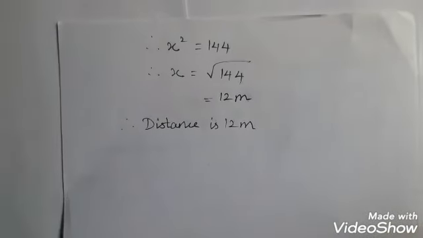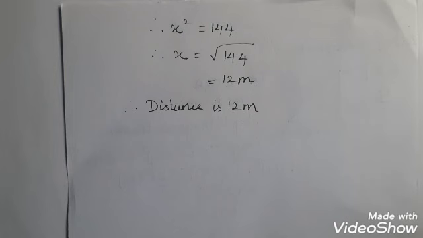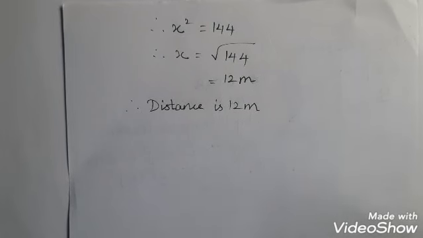225 minus 81, you subtract, you get 144. So x square is equal to 144. Now taking the square root on both sides, x is equal to the square root of 144, which is equal to 12. So the distance is 12 meters. Okay. Thank you.